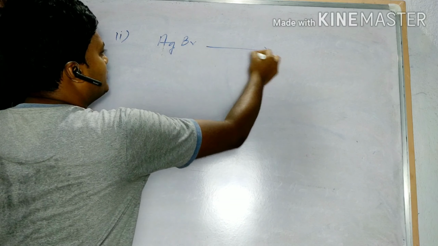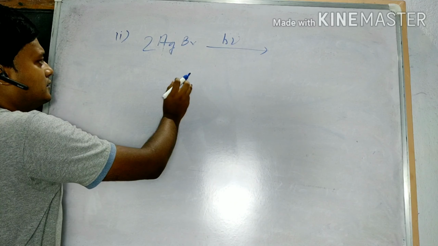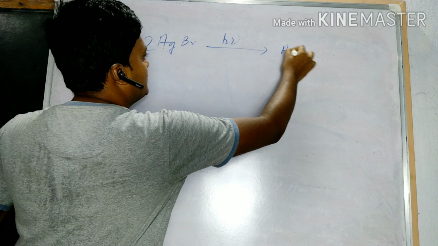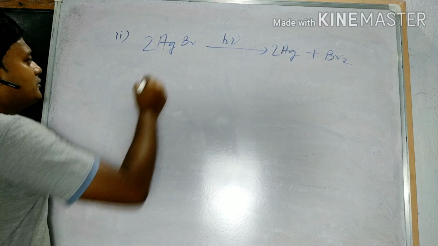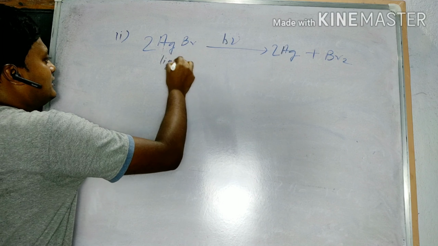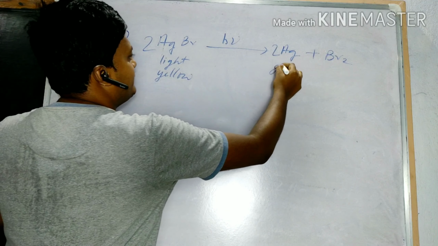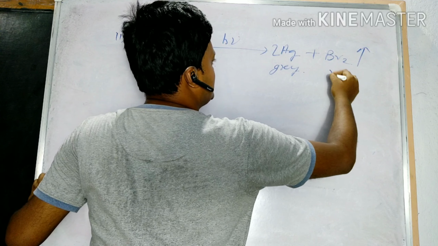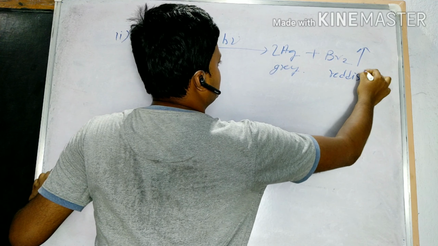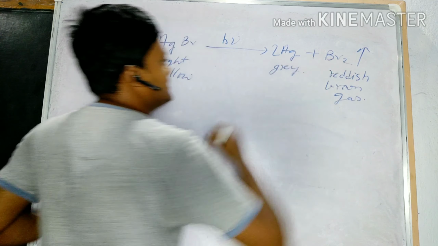Photolytic decomposition of AgBr, silver bromide. AgBr is light yellow in color. And silver is grey in color. And bromine is a reddish brown gas.